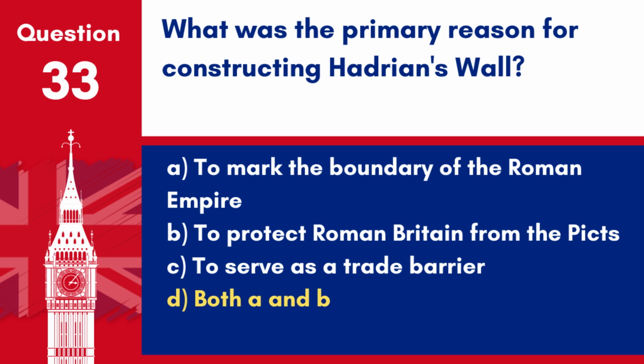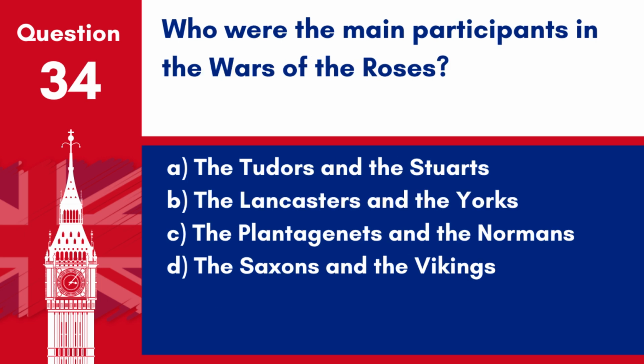Answer D. Both A and B. The primary reason for constructing Hadrian's Wall was to mark the boundary of the Roman Empire and protect Roman Britain from the Picts. Question 34. Who were the main participants in the Wars of the Roses? A. The Tudors and the Stuarts. B. The Lancasters and the Yorks. C. The Plantagenets and the Normans. D. The Saxons and the Vikings.